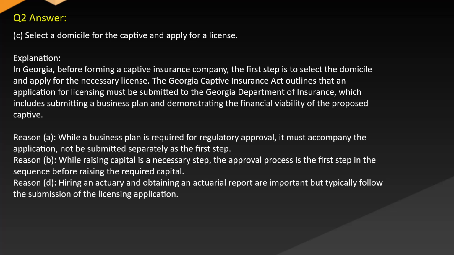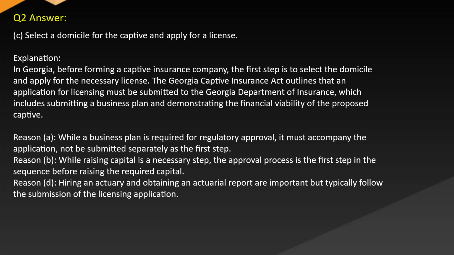Explanation: in Georgia, before forming a captive insurance company, the first step is to select the domicile and apply for the necessary license. The Georgia Captive Insurance Act outlines that an application for licensing must be submitted to the Georgia Department of Insurance, which includes submitting a business plan and demonstrating the financial viability of the proposed captive.